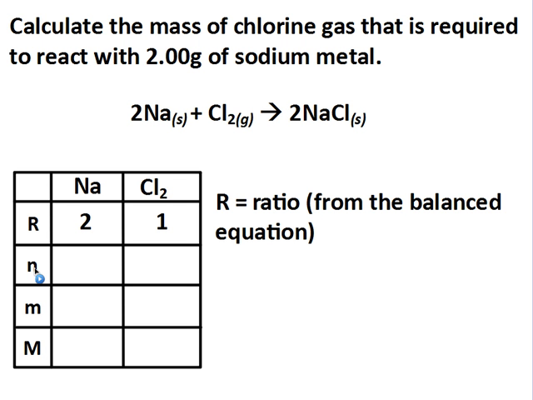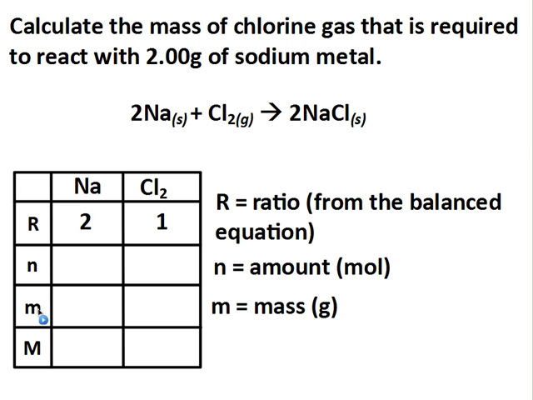The formula we're going to use is amount equals mass over molar mass. So we've got n, amount, measured in moles, equals mass in grams, over capital M, molar mass. This is the formula that we'll use. Now what do we know? We know the mass of sodium metal, it's given to us, 2.00 grams, so we can pop that in our table.